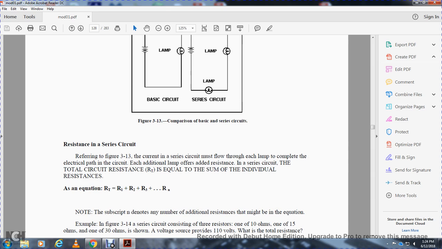Resistance: all 3 lamps are connected. Refer to figure 3-13. The current in a series circuit must flow through each of the lamps to complete the electrical path, with each additional lamp adding resistance.